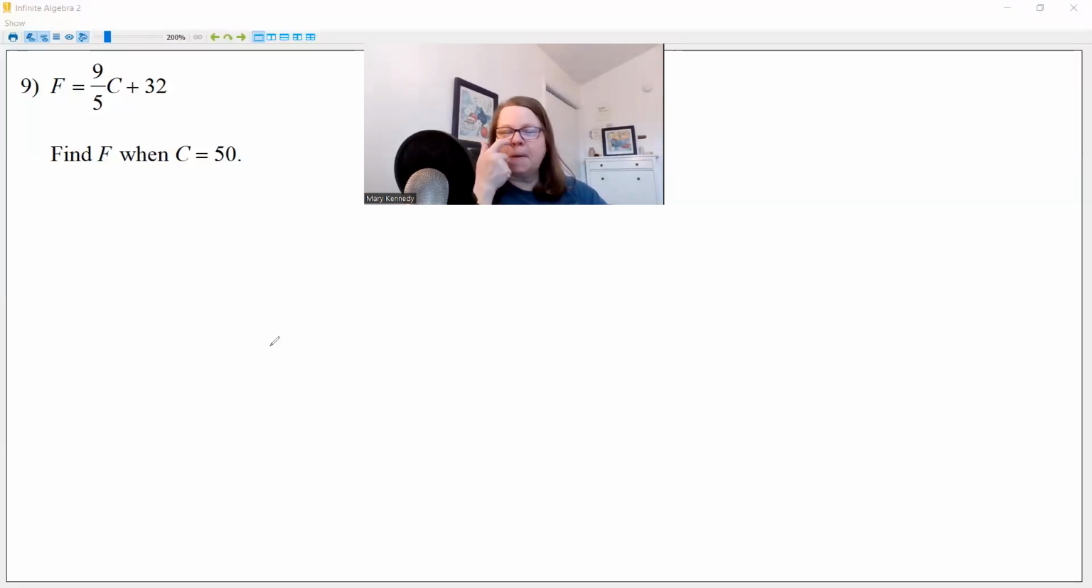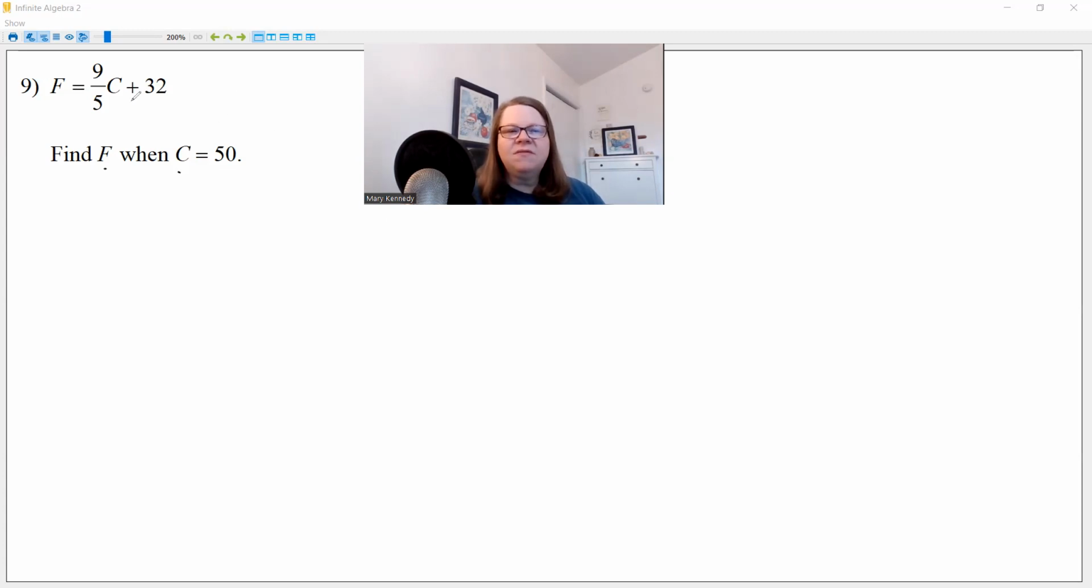All right, let's take a look at this problem where we have an equation, right? And it's actually a formula. And so we have to find F when C is 50. This is the formula for Fahrenheit and Celsius, the temperatures in degrees, depending on the way that you measure it. And so we're going to find a Fahrenheit temperature when the Celsius temperature is 50. So when it's 50 degrees Celsius, what is it in Fahrenheit?